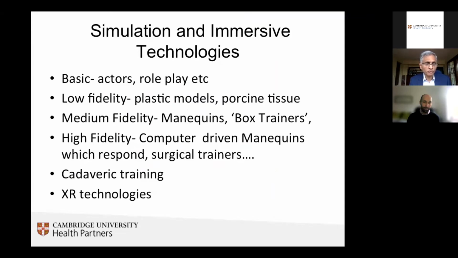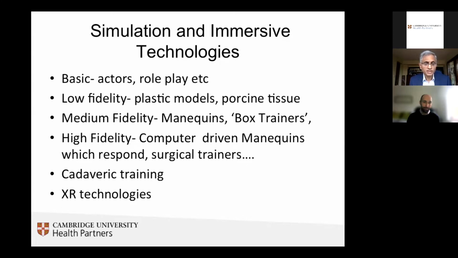There are a number of ways of doing it. There are basic simulations, which can be as simple as talking to someone or role-playing with someone. Low fidelity simulation equipment, which essentially are plastic models. Many of us in the healthcare sector would recognize very simple models, or even just bits of tissue or equipment that can be usefully used.